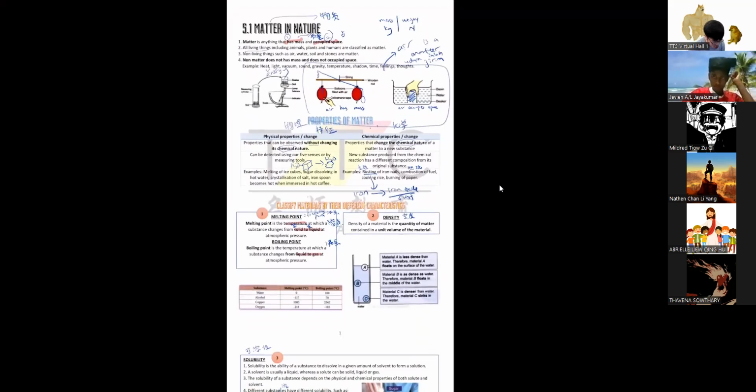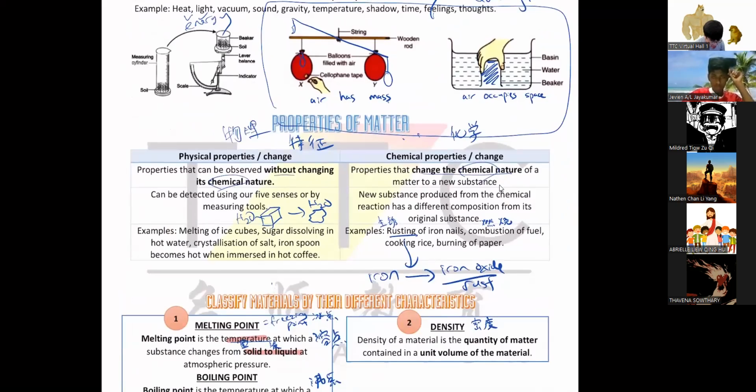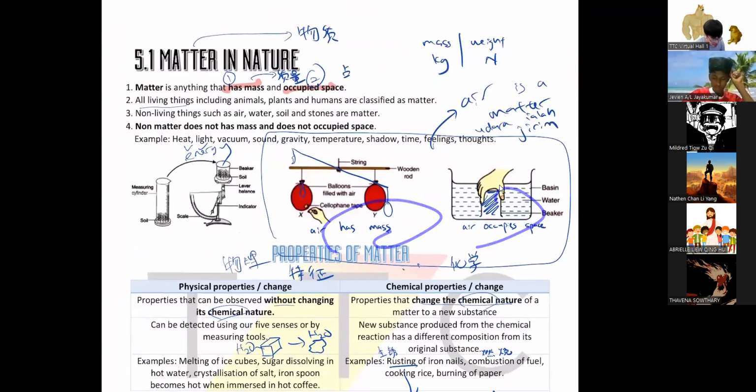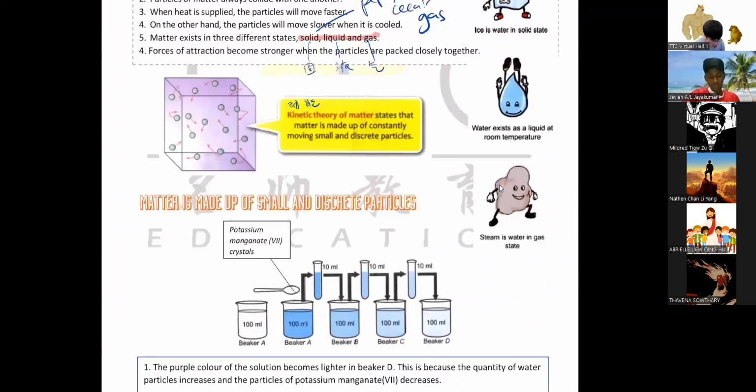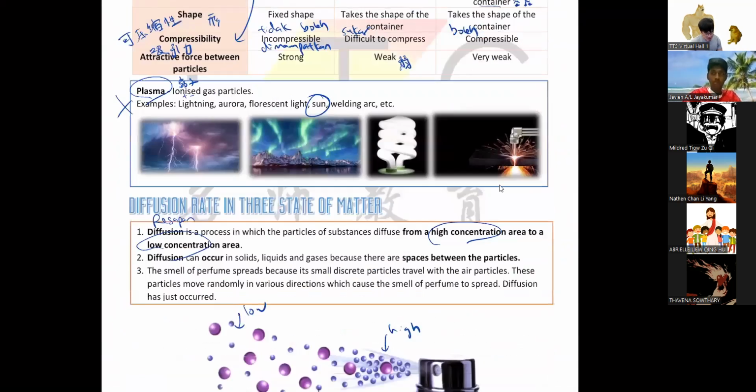I think we finished this last week, huh? Your air has mass, air occupies space, so air is a matter. Matter is anything that has mass and occupies space. And we learn what is solid, liquid, and gas. I've said this thing till I want to puke already. It's the same thing over and over again.